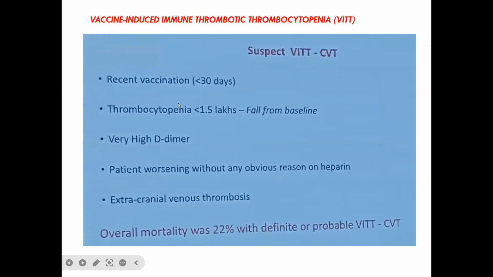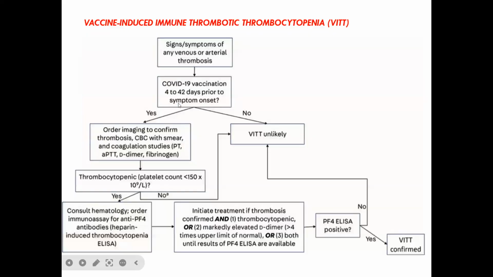Okay, next slide. This is the slide. A patient comes with complaints of cortical vein thrombosis and a past history of COVID vaccination, around one month, up to 42 days. You did the routine investigation. The patient is found to have thrombocytopenia, and you did the anti-platelet factor 4 test, which is for heparin-induced thrombocytopenia. You found that it is also positive, and thrombosis is also there.